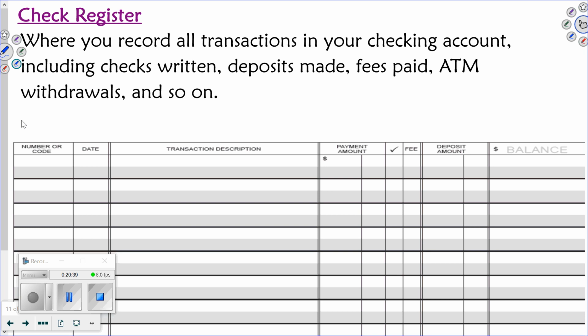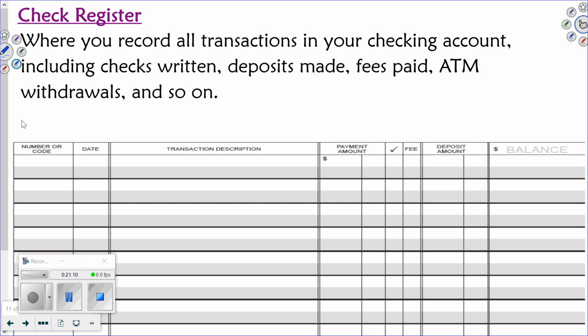The first column says number or code. This would be like a check number. Some people put an E for electronic. I just leave it blank. I assume it's something online. The date that happened. Transaction description. This is just you describing, like I went to Walmart, I went to Kroger, whatever the money was going to. Payment amount. Is this money coming in or going out? It's money going out. And then you have a check mark column. We'll talk about that tomorrow. That's when you're reconciling your checking account or balancing your checkbook.